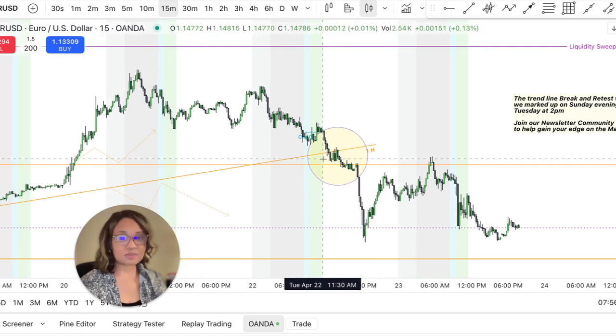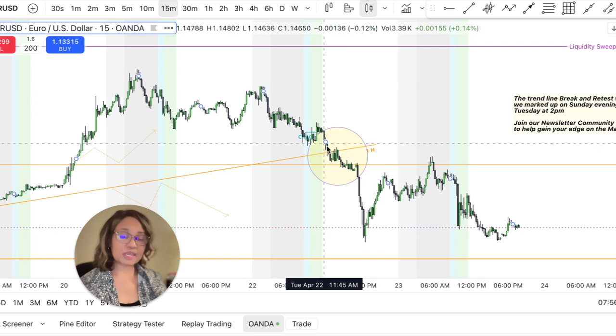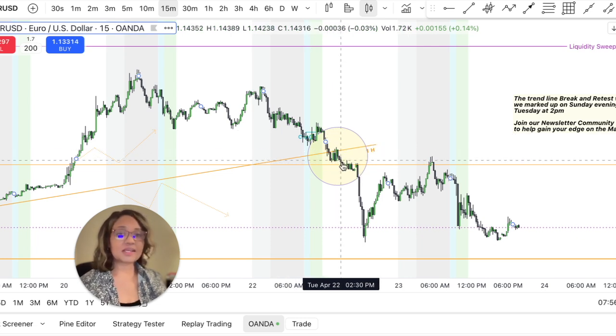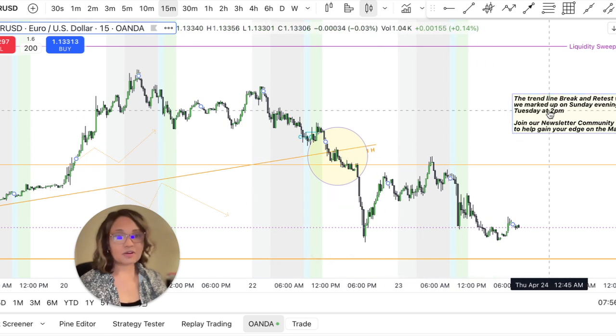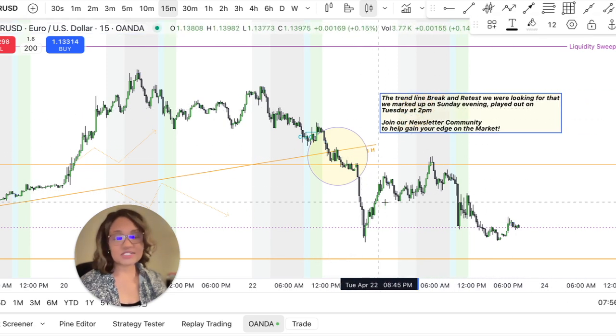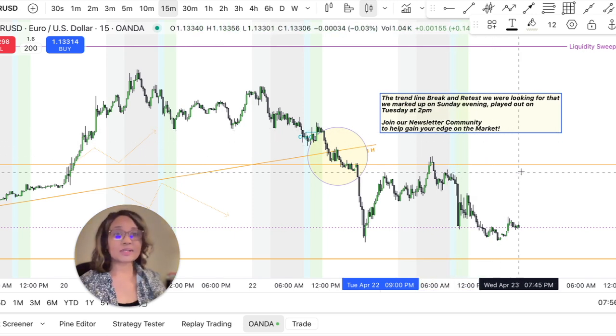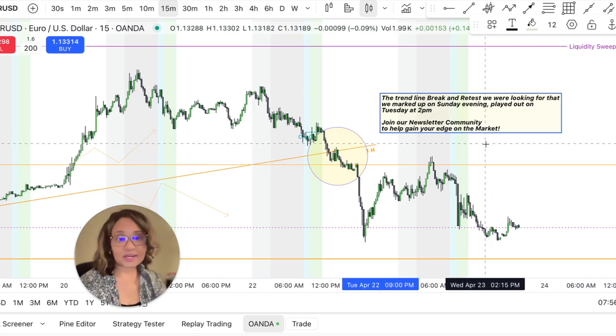And so we can see that price came down here in this yellow circle. So price came and broke the trend line, went back up, retested the trend line, and continued downward. All right, and so this trend line break and retest is something that we were looking for, like we said, on Sunday evening, and it played out on Tuesday around 2 o'clock.